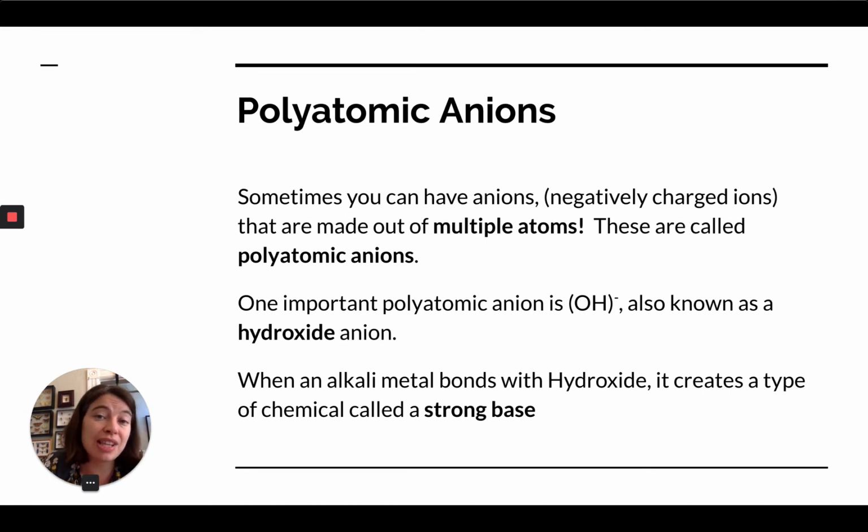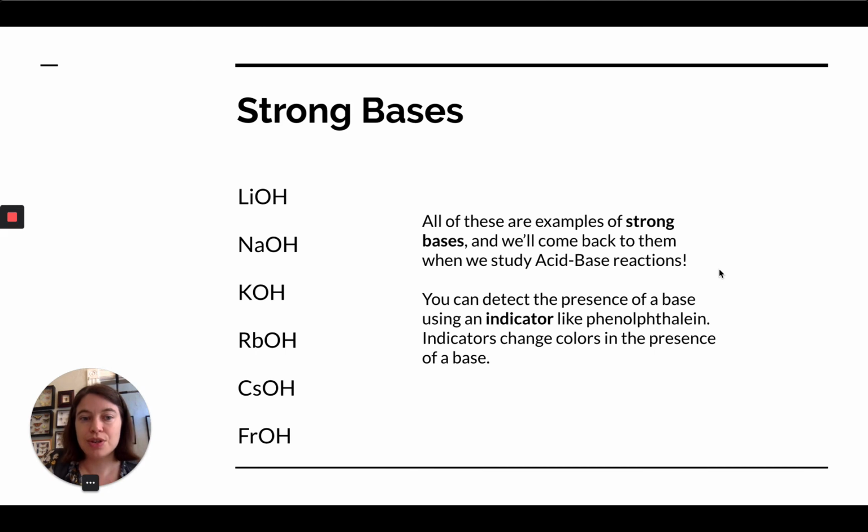Remember that these alkali metals have a charge of positive one. So the alkali metals can really easily bond with something with a charge of minus one. So if you take an alkali metal, it can bond with hydroxide. And when that happens, you create something called a strong base. As in, not an acid, but a base. So these are examples of my strong bases.